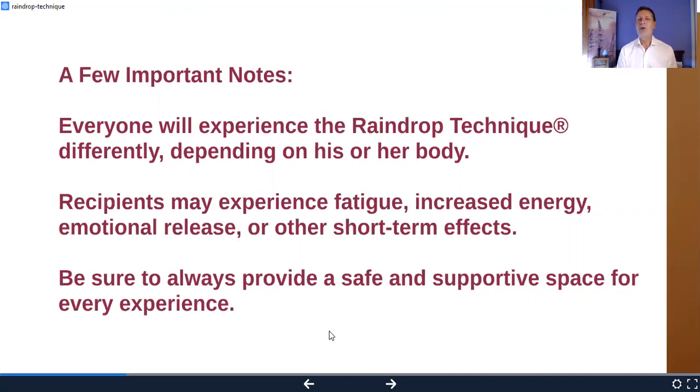You have to be near your recipient. If you feel something special, then you stop, okay? You should always have a glass of water with a drop of peppermint and orange inside, so you can give it to your recipient before, after or during, if you feel that your recipient is not feeling very well at the beginning, because you are opening the emotional levels. So you have to be near, okay? Be sure to always provide a safe and supportive space for every experience, okay? It's very important.